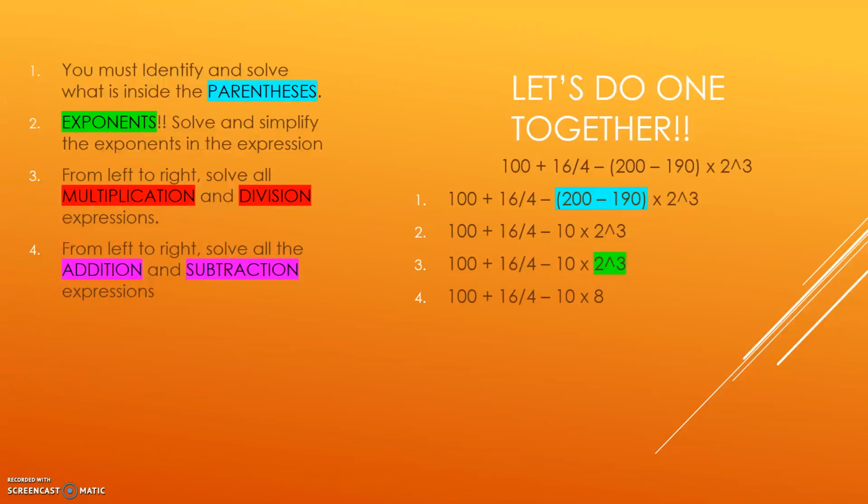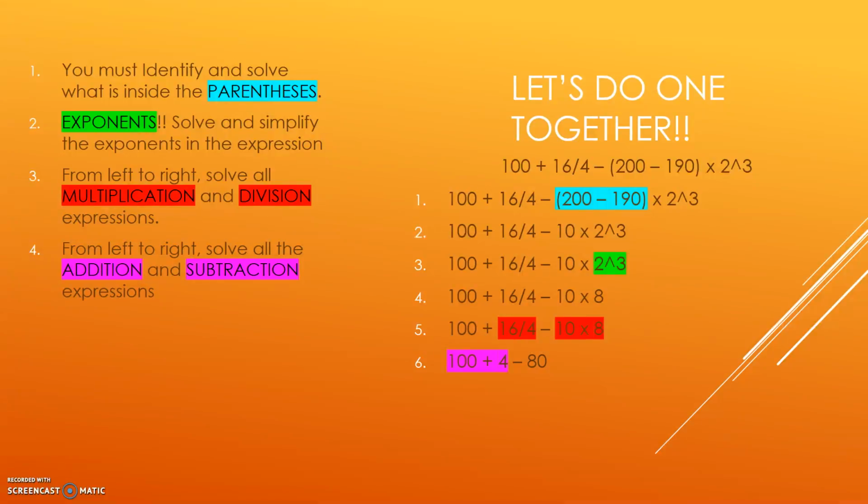Okay, the next is multiplying and dividing from left to right. So we go from left to right. We have 100 plus, so we skip that. We see 16 divided by 4, there's the divide, and then minus 10 times 8. So you do those two separately. 16 divided by 4 is 4. 10 times 8 is 80, and that is how we get 4 minus 80.